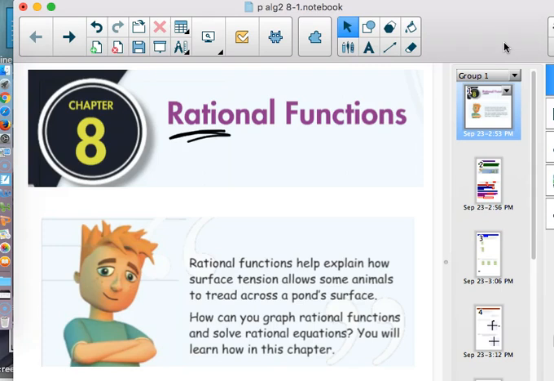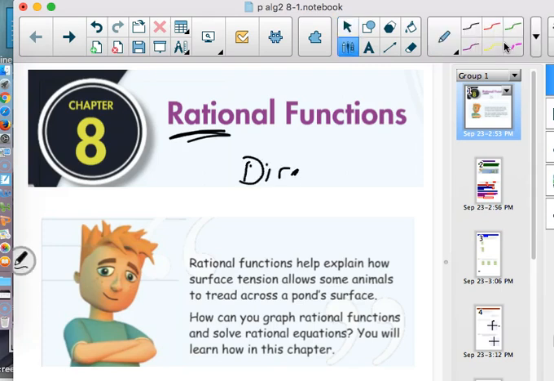Now it says, how are we going to graph rational functions and solve rational equations? That's what this chapter is all about. But we're going to start, and there's a lot of blank space here on the front for you, by reminding you what direct variation is. Direct variation, really sweet, easy little formula in chapter 2.